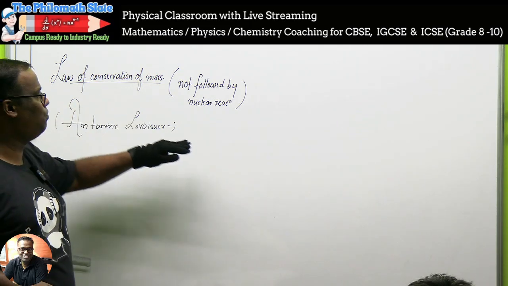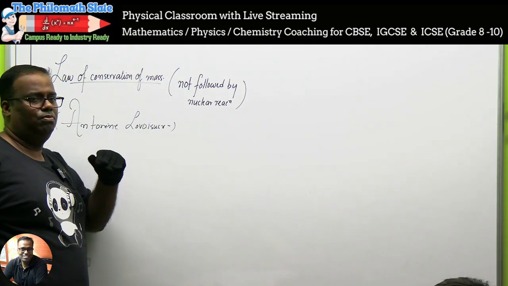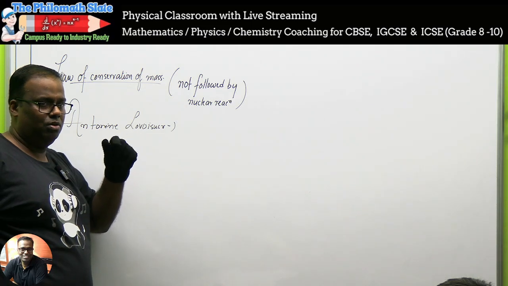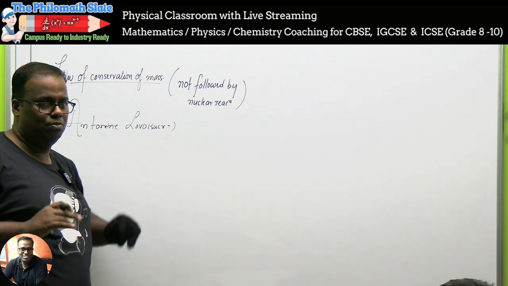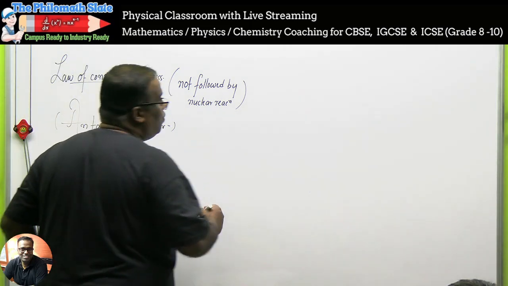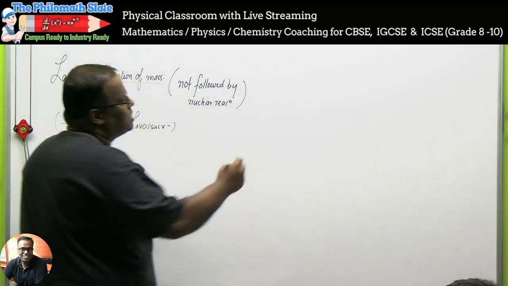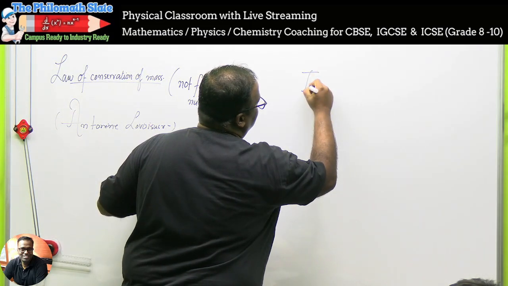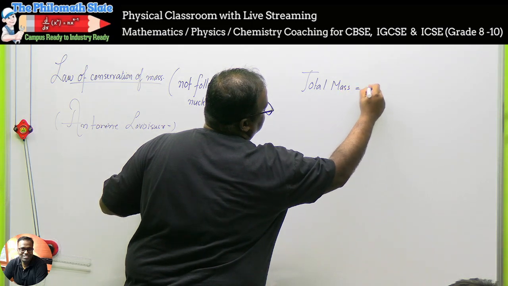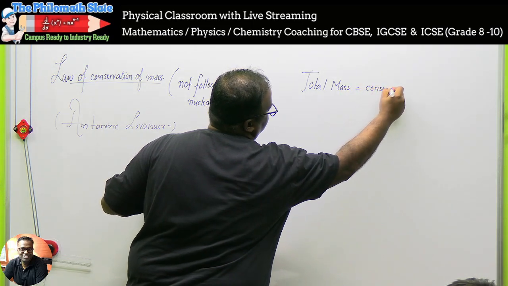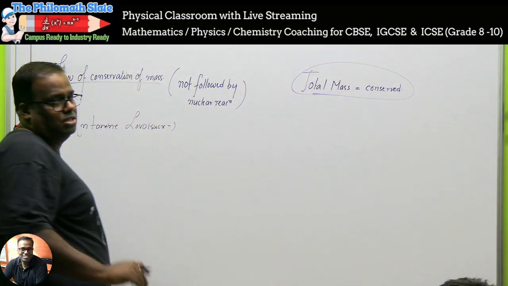First of all, we are now assuming as if we are in the period before the French Revolution, even before the Renaissance, and it's only the law of conservation of mass. Law of conservation of momentum means momentum was conserved. What does the law of conservation of mass mean? Total mass is conserved. Mass has no loss. Mass is conserved. Understood?